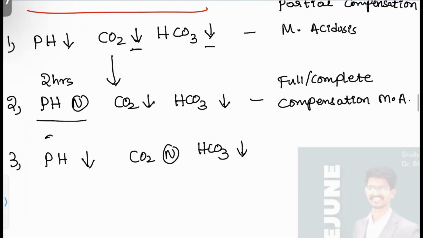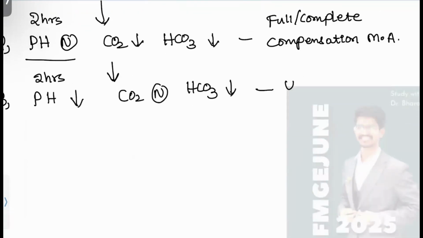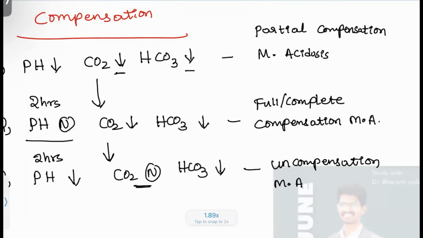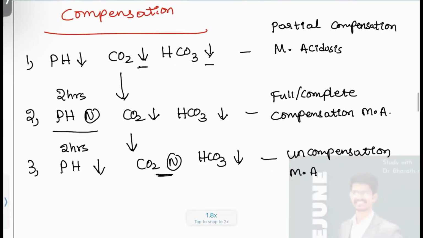Next, after 2 hours, this patient has worsened and is having uncompensation. Your CO2 is not compensating because your CO2 is normal. What we usually see in metabolic acidosis is that pH is going to decrease. Here it is still normal, it is not acting. So this is an uncompensation of the metabolic acidosis. This is how you are going to interpret the compensatory effects of our body.